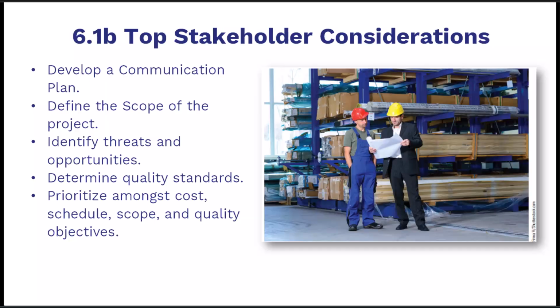6.1b. Top stakeholder considerations. Begin with a written communication plan that names audiences, messages, cadence, channels, and owners. Define scope precisely. What is in, what is out, assumptions, and change control. Identify threats and opportunities and plan responses. Set measurable quality standards and verification. When constraints collide, state the priority among cost, schedule, scope, and quality, and record decision rights.